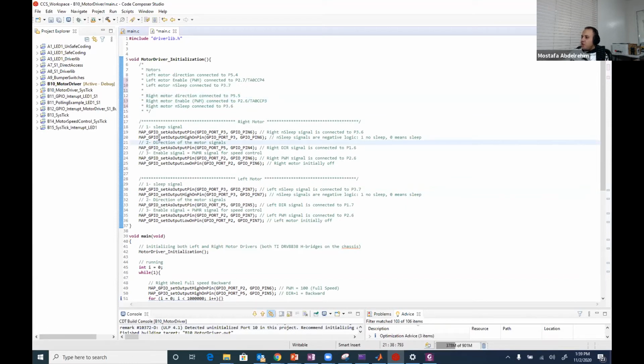Okay. So set GPIO as output pin port 3, pin 6, this one, which is the sleep. Then we put, because we're gonna use the motor, so just put there something so that it will not be in sleep mode. It will be active. So we put there high. It's a negative logic. If you put 0, it will sleep. If you put 1, it will not sleep. So negative logic. Okay.